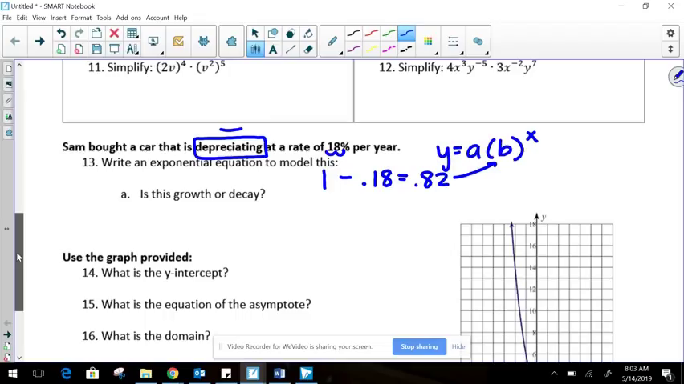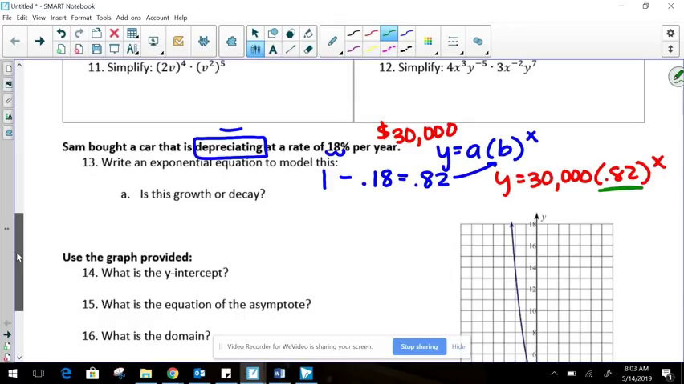And then my a, that's my initial value. Okay, so we don't have an initial value, do we? Let's make that up. Your initial value is $30,000. Okay, I forgot to add that in the problem, so I'm just fixing the problem now. All right, so we have y equals 30,000, and then times my 0.82 to the x. That's my exponential equation. So is this growth or decay? You want to look at your b value here. If it's less than 1, it's decay. If it's greater than 1, it's growth. So that is less than 1, so it's decay.